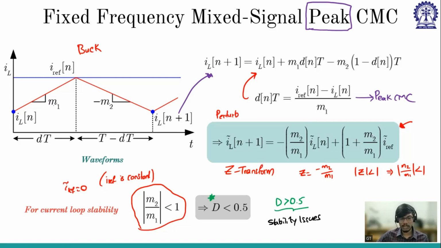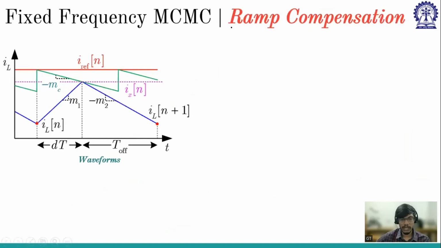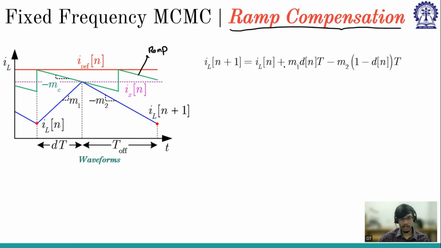Now, if it has stability issues, how do we overcome it? There is something called ramp compensation. So we provide this ramp. This green color is the ramp, which will be subtracted from that reference, and this green color waveform is compared with the inductor current. Again, if you write the expression, IL n will be the same expression. Now the duty ratio is nothing but I reference minus MC into DT into this point. Say this is X. Now the duty ratio is X minus IL by M1 T, sorry, X by M1 T.